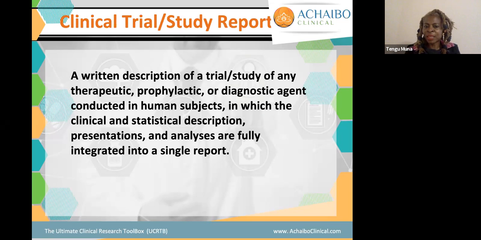And it's basically a written description of the trial study. We're talking about the therapeutic benefits, the prophylactic, and the diagnostic things that have occurred in these human subjects as a result of being in the clinical trial. And it's a clinical and statistical description of everything that has happened. So we take it all and we condense it into one report, and it's called the clinical trial report.